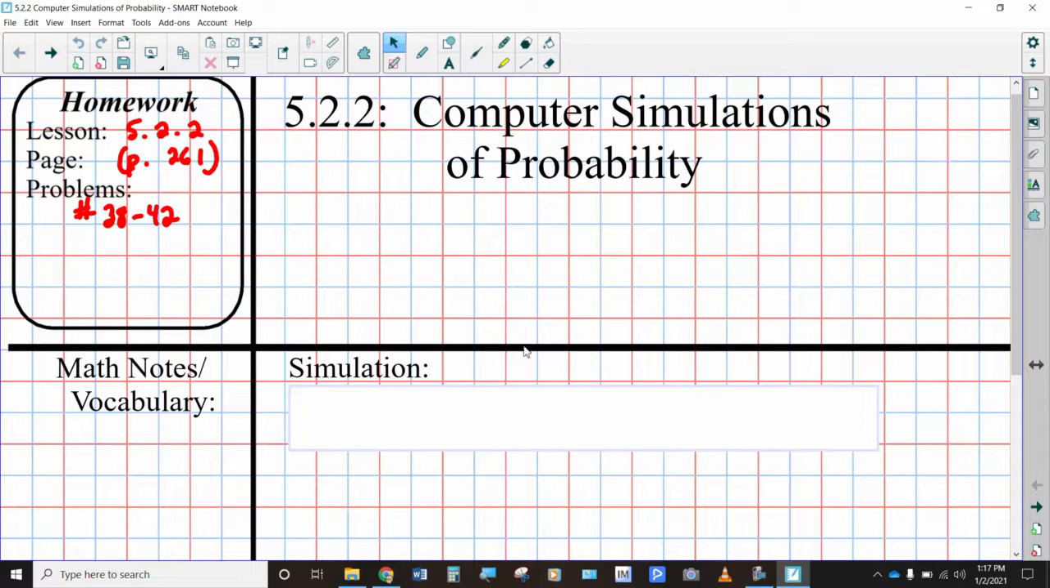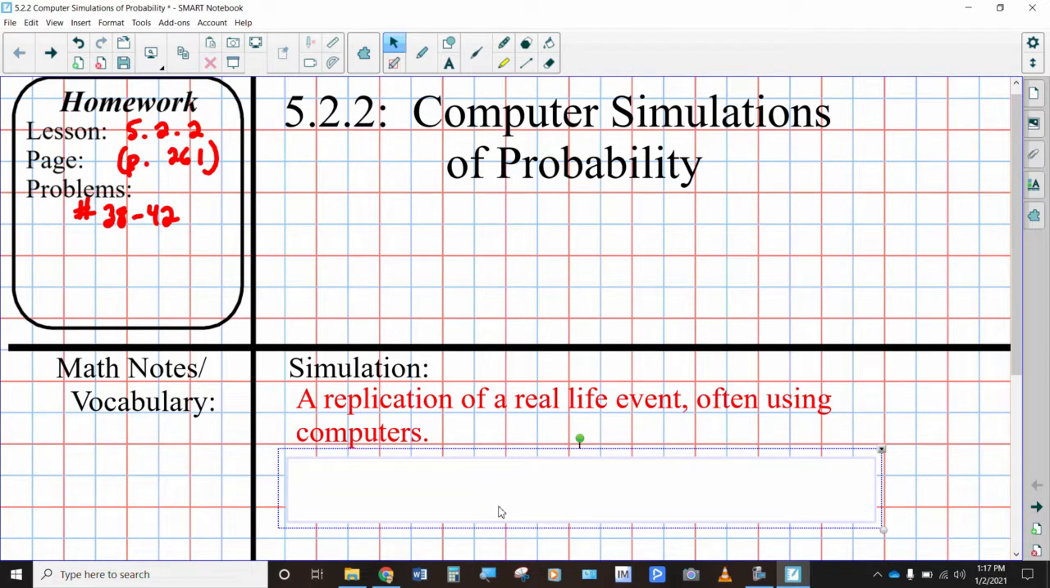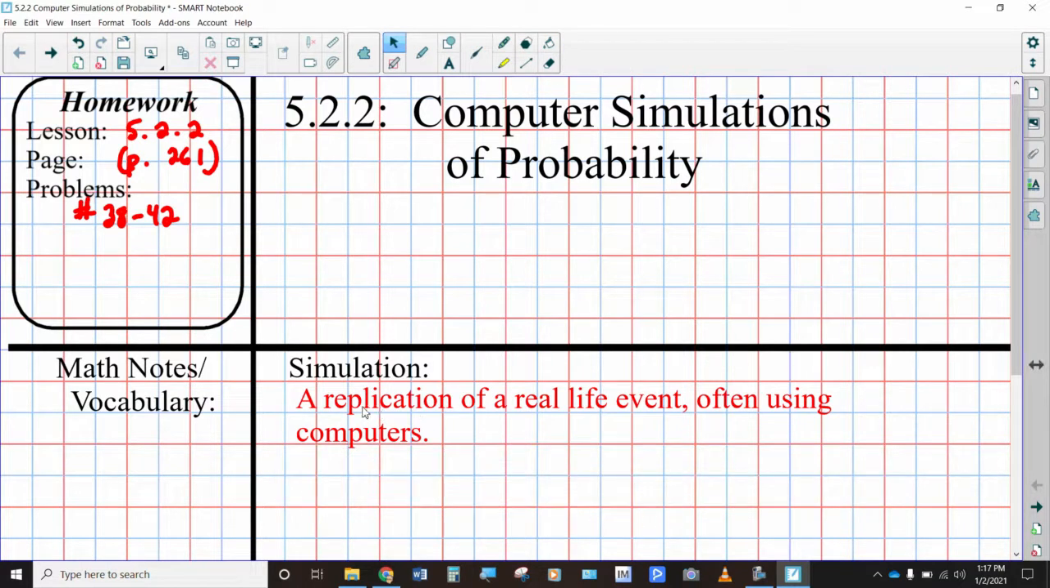So let's enter in simulations. What do we have for simulations? What is the definition? Well, it's a replication or a copy of a real-life event, often using computers. Now, we don't necessarily have to use computers, but if you're going to run 100 billion simulations of an event, you're going to need your computers because we can't do anything that fast. So simulations are just kind of like a copy or a replication of a real-life event.